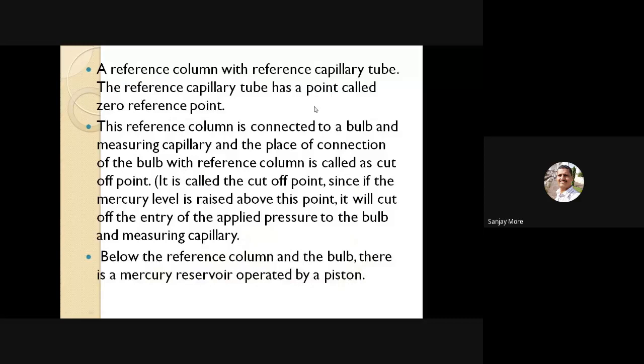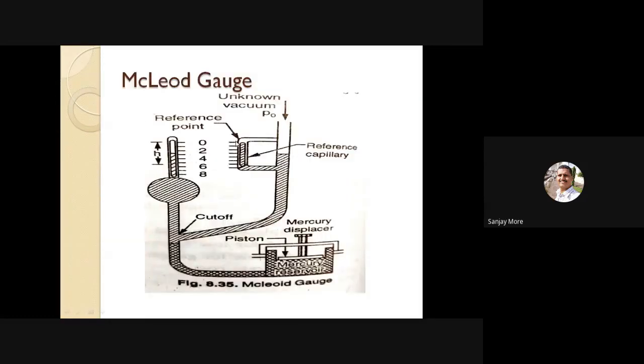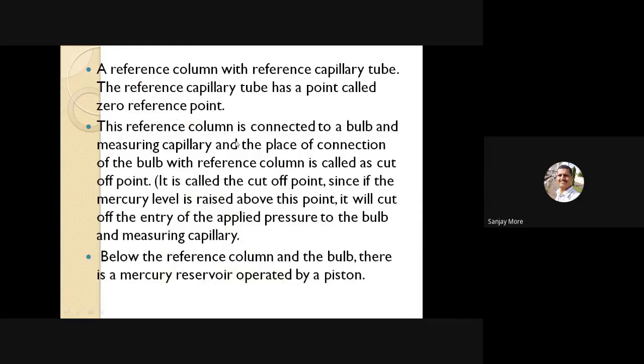See the reference column with the reference capillary tube. The reference capillary tube point is called the zero reference point. Here this is the zero reference point. The reference column is connected to a bulb and measuring capillary, and the place of connection of the bulb with the reference column is called the cutoff point.